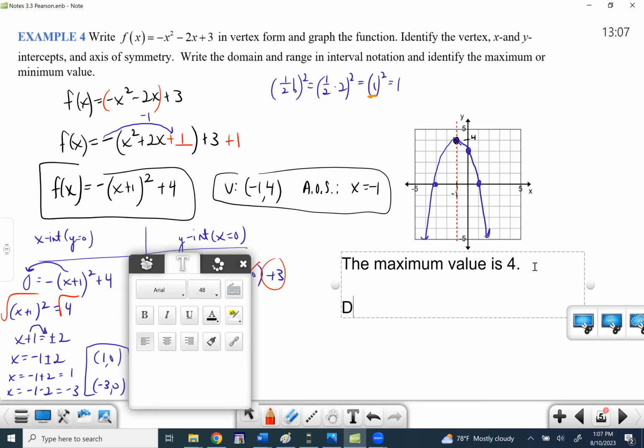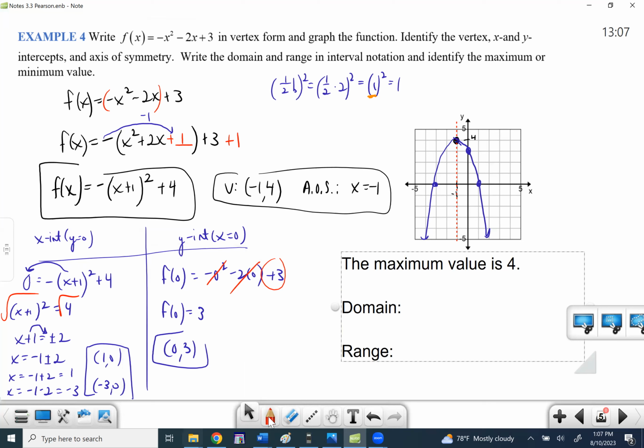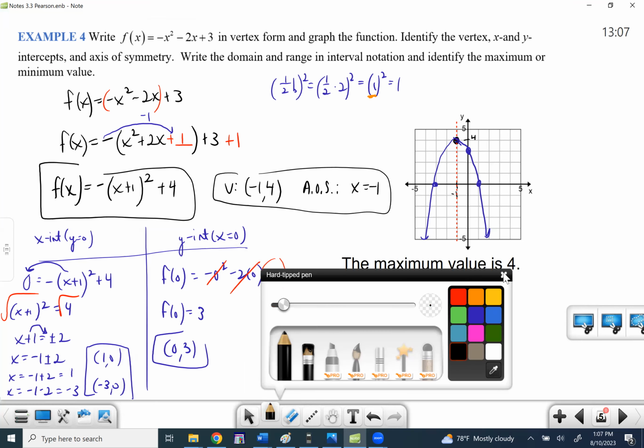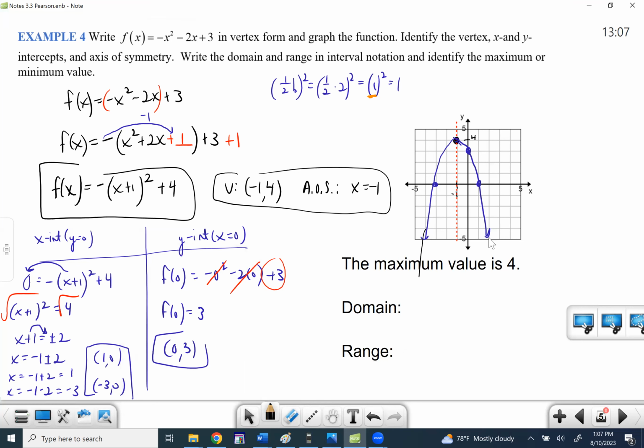Domain, range. Okay, so the domain for anything that widens like this is going to be -infinity to infinity. It just keeps getting wider and wider. It goes to the left forever, it goes to the right forever. So since it widens, -infinity to infinity. The range, however, that's not the case, right? We said the absolute highest this ever goes is 4. Okay, so the lowest is -infinity.